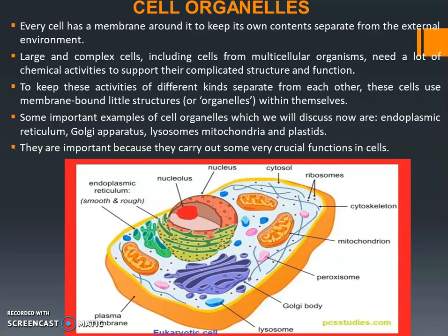So instead, what will multicellular organisms, large and complex cells do? They will make the organelles carry out certain chemical activities. Okay, so to keep these activities of different kinds separate from one another, these cells use membrane-bound little structures called organelles within themselves to carry out these chemical activities to support the complicated structure and function.